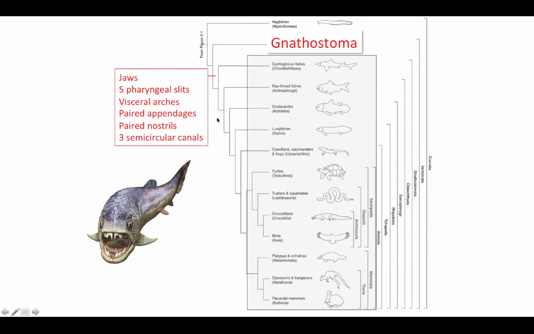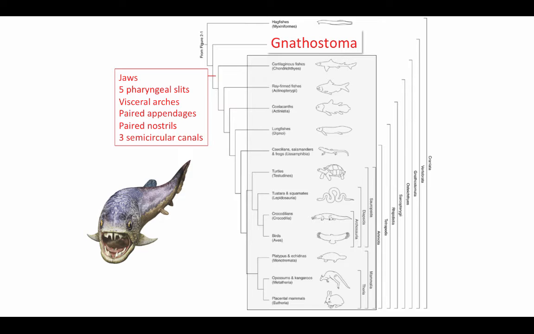We also begin to see paired lateral appendages, so pectoral fins and pelvic fins in the gnathostomes. Paired nostrils, so lampreys and hagfish have only a single nostril. Now we begin to see 2. And also the presence of 3 rather than 2 semicircular canals. These are the little balance organs in the inner ear that give you information about rotations of your head, where you're moving in space.